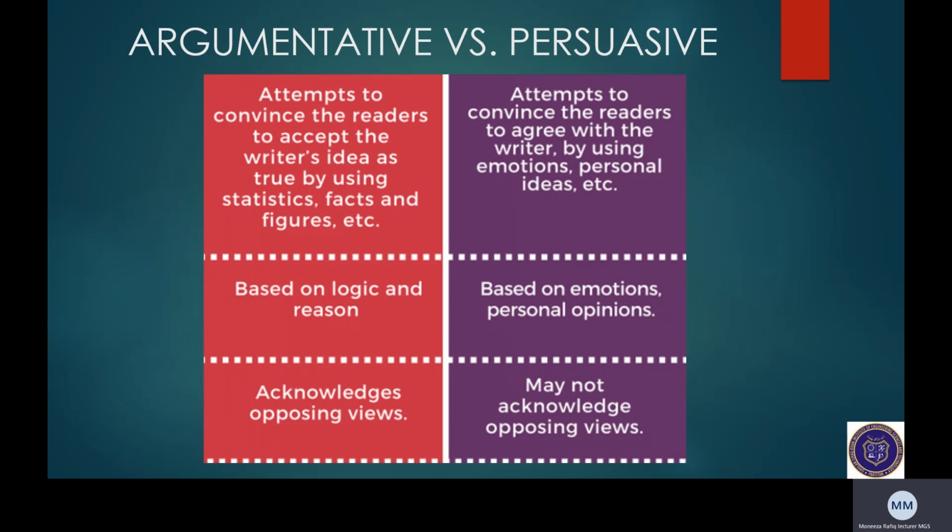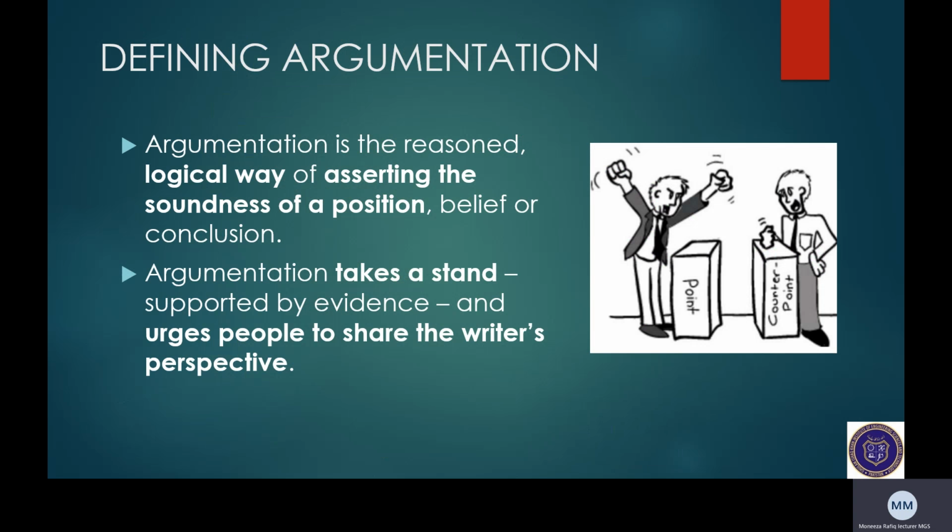Now, in persuasive writing, you may not acknowledge any opposing views, you may not use any facts or statistics, you're simply using your emotion and your own opinion to convince people. So, very simply put, argumentative is where you use logic, you use statistics and facts to convince somebody. When you're trying to persuade someone, on the other hand, you are using your emotion and your opinion. So we are going to primarily focus on argumentative writing.